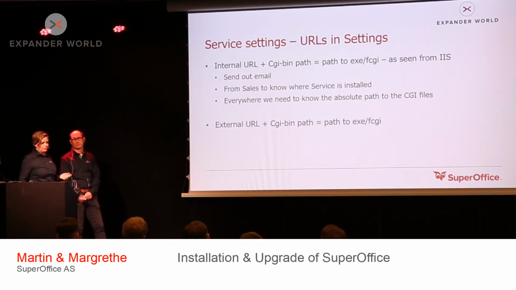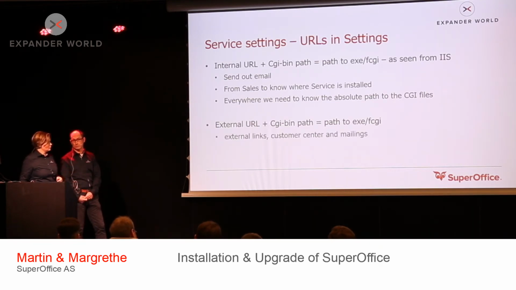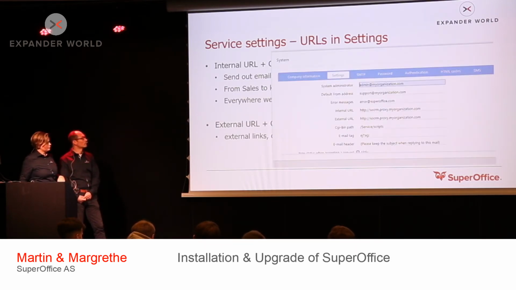The external URL is for the customer-facing part, like marketing and customer FCGI, customer Excel, the customer center where they can check their cases if you have exposed service to the internet. They may be the same URL or they may differ. So any external is the external. And this is from system settings.